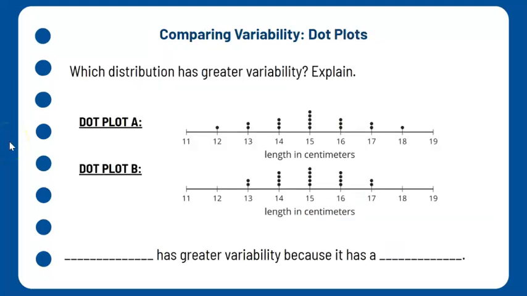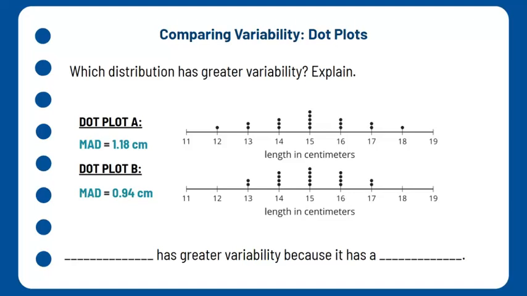Here are two dot plots, each with a mean of 15 centimeters, displaying the length of sea scallop shells in centimeters. The data in the first dot plot appears to be more spread out than the data in the second dot plot. So you can say that the first data set appears to have greater variability than the second. We should compare the variability of the two distributions using MAD.